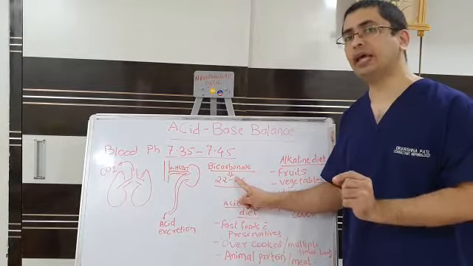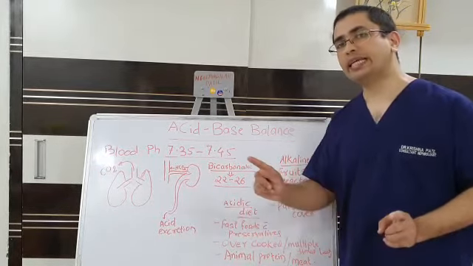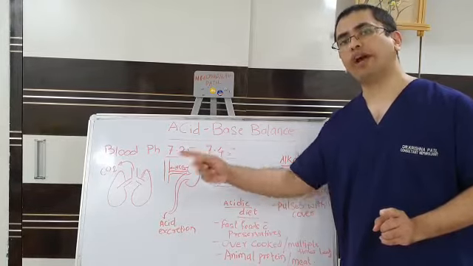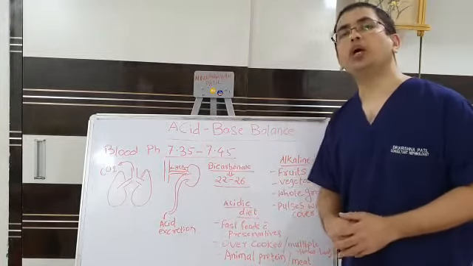Generally, this happens when the kidneys have reached a stage of chronic kidney disease stage 3 or 4 or 5. Beyond stage 3, the acid-base imbalance starts to set in.